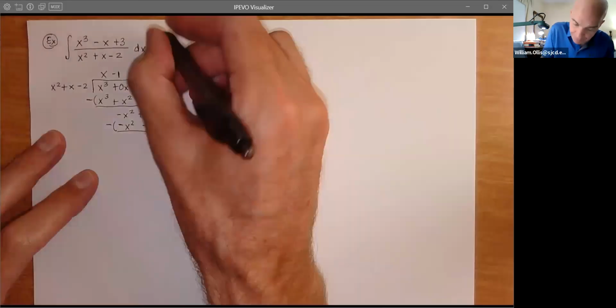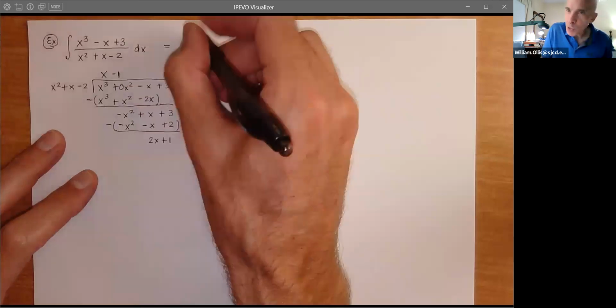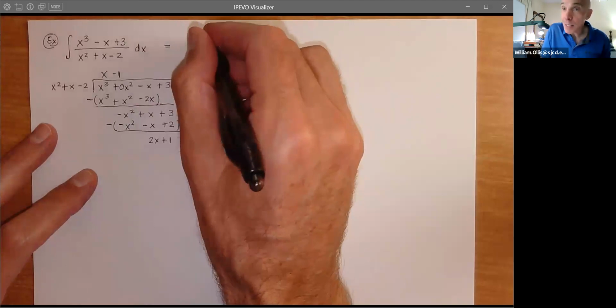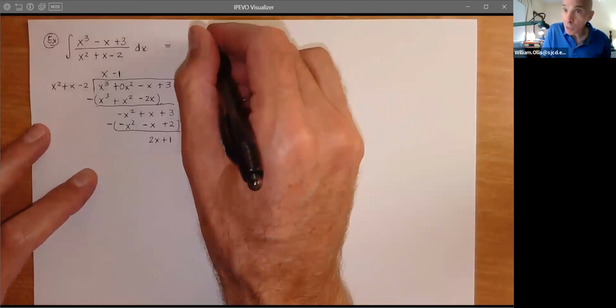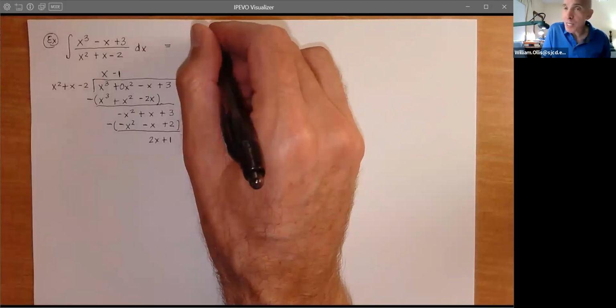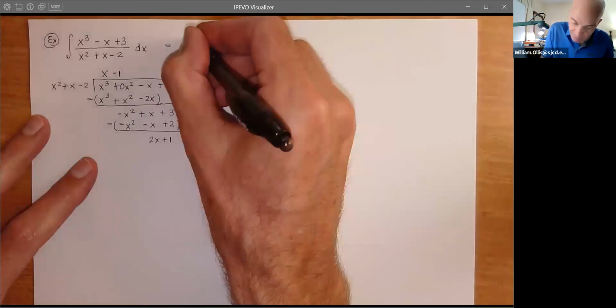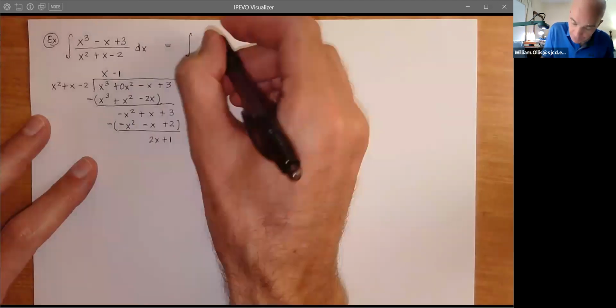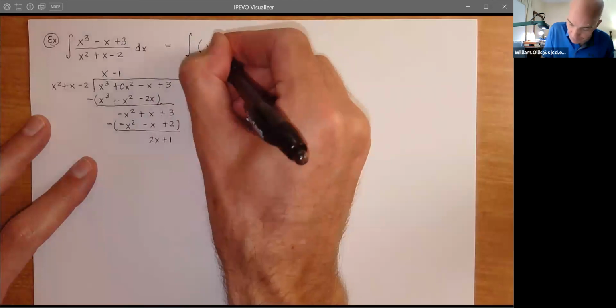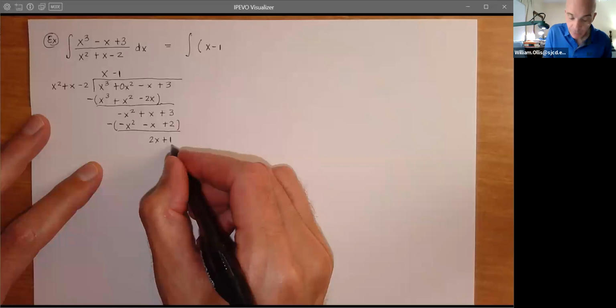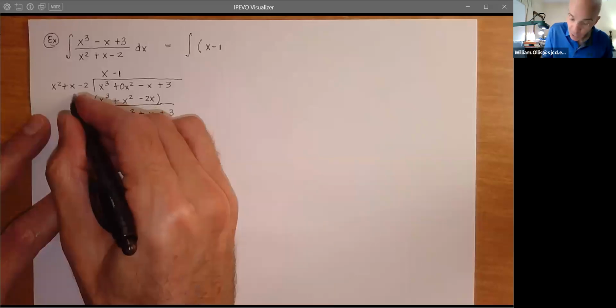So now, and what's so funny about this, WebAssign always says, okay, if this is an easy integral, do the easy integral. Do not hurt yourself applying a technique. I mean, it's good to learn how to use a technique, but don't use it unless you have to. So now, we have x minus 1. And then, of course, we have 2x plus 1 divided by the divisor.